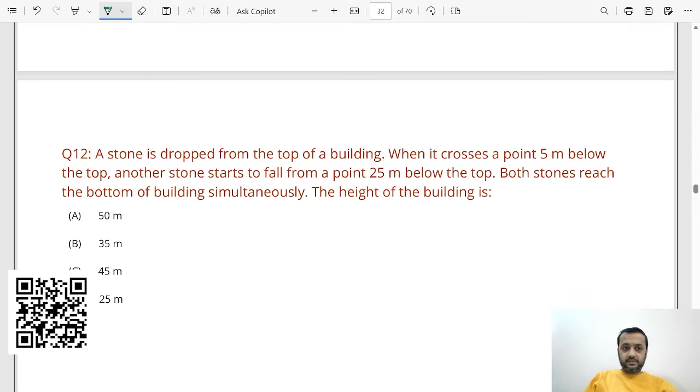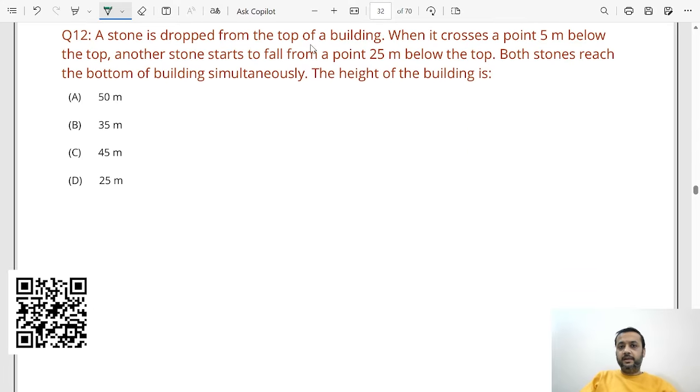Here, a stone has been dropped from the top of a building. When it crosses 5 meters below the top, another stone starts to fall from 25 meters below the top. Both stones reach the bottom simultaneously. The height of the building is? So let's understand the question. Let us say this is a building, not a stone. This building has a height h.